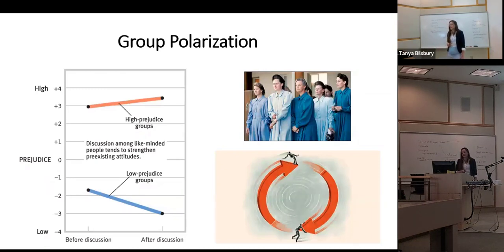Groups can polarize. So if people are in a group, they tend to share interests and share values. But their values can start getting more extreme. You've probably heard of radicalization. So there was an experiment where they found that discussion among like-minded people just strengthened their pre-existing attitudes. So people who were in a high prejudice group, after talking about it, just ended up being more prejudiced. People who were already low in prejudice, after they talked about it, ended up being less prejudiced.